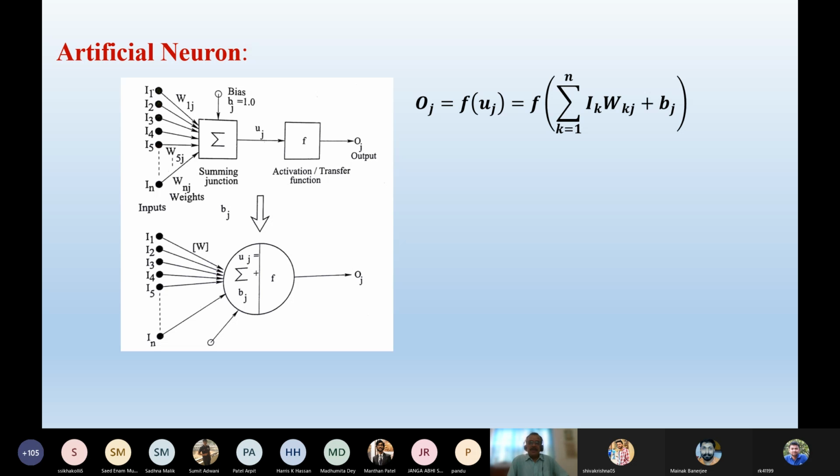Supposing that all of your dendrites are getting tired and all the W values are very near to 0. Very hypothetical. You are too much tired, so your dendrites are unable to collect any information. Are you getting my point? Then what will happen to this summation, k equals 1 to n, Ik Wkj? That will tend towards 0, a very small value.